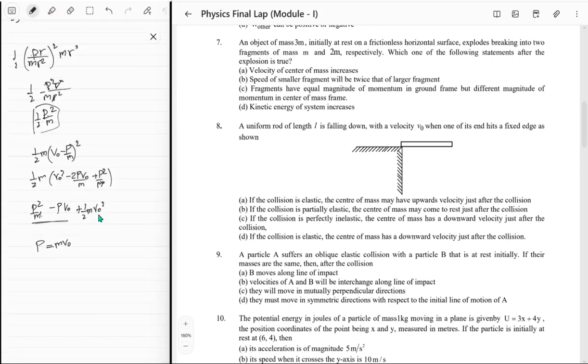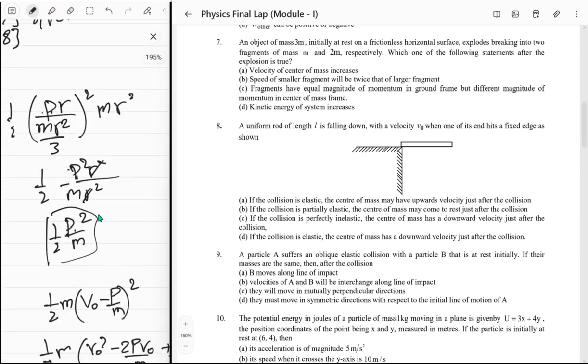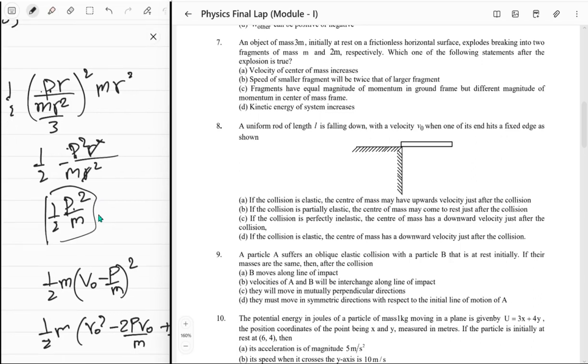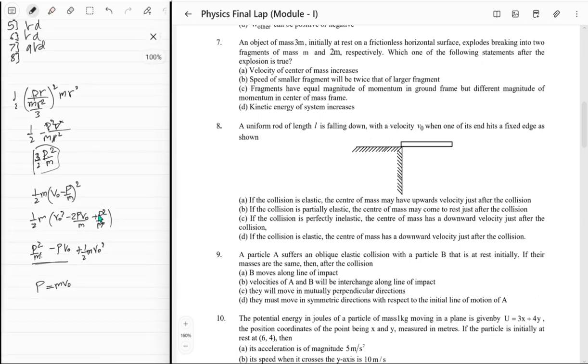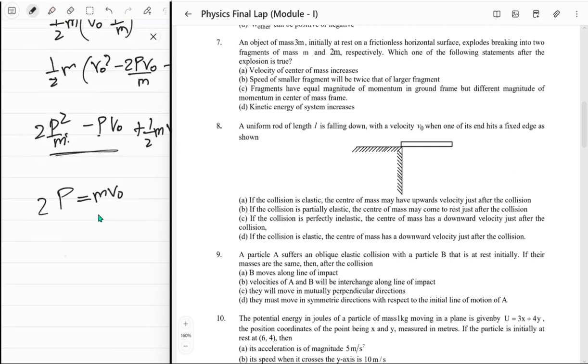Did I do something wrong? Oh, okay. Inertia is not m r, it's m r squared upon 3. Okay, that's where I went wrong. So a 3 will come up, like 3 p squared upon m, right? And the p squared upon m we got here, half p squared upon m, so this becomes 2 basically at this point. So 2 p squared upon m, which means 2p is equal to m v naught, so p is equal to m v naught upon 2.